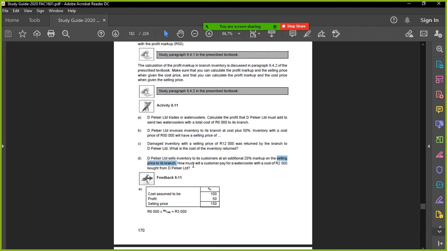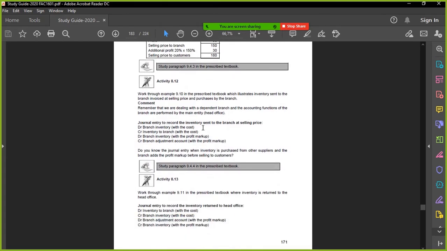Okay, and then they said here, how much will the customer pay for watercolor with the cost of that if they bought it from the branch? Okay, so obviously, if we're working out the profits, if we're working out how much they paid, how much would they have paid? They would have paid the selling price. Does that make sense? Yes. Okay, so cost price plus selling price. Oh, no, not plus selling price. Cost price plus the markup equals the selling price. Yes. Got that? Yes.